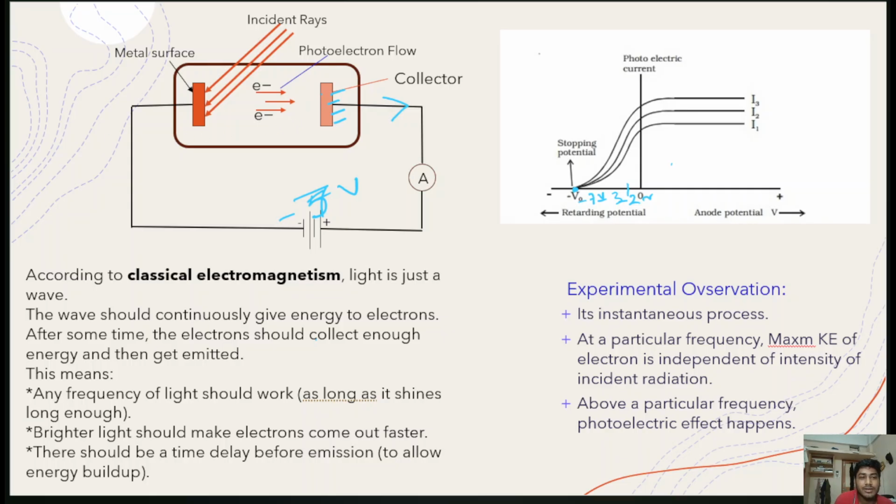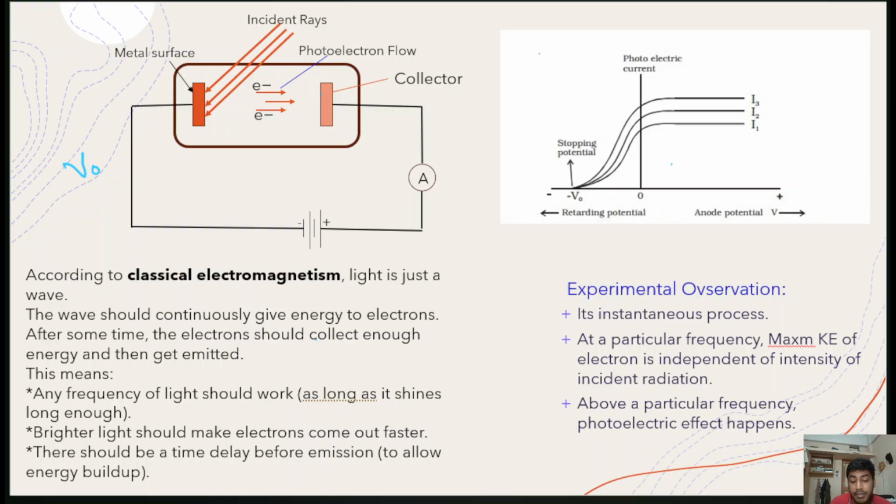That means what is stopping potential? It has stopped the electrons which have maximum kinetic energy also. So the voltage is called stopping potential. We denote this voltage as V naught.